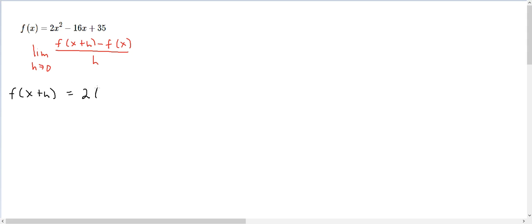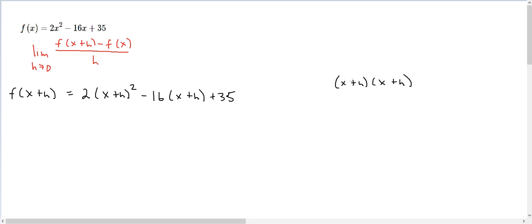So it's going to be 2 times the quantity x plus h squared, minus 16 times x plus h, plus 35. Now I'm going to distribute all of these terms and FOIL things out, just to simplify and separate terms instead of having these multiplications that I have to worry about. The first thing I'm going to do is FOIL out this x plus h. So if I go over to the side here, x plus h, x plus h.